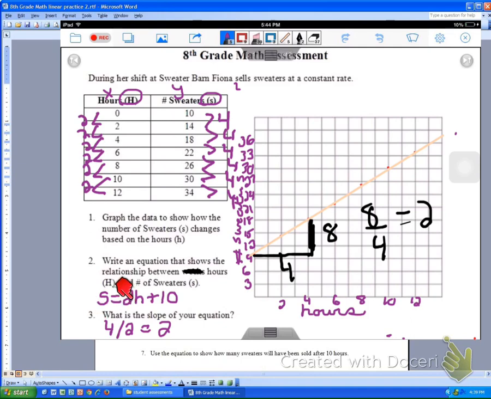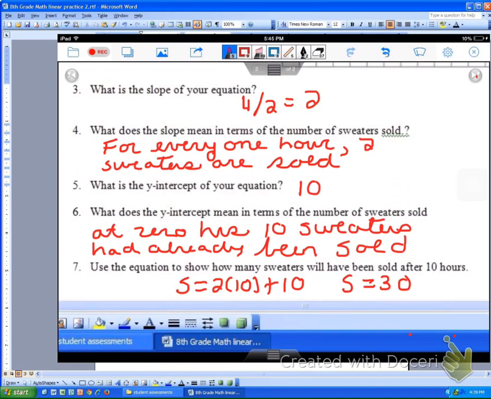And what is the slope of your equation? Well, we already talked about it up here. If you do change in y divided by change in x, you get 2. Notice how I get the same answer when I do it on my graph. My change in y, 8, by change in x, 4, still gets me 2. Alright, let's look at the next question, number 4.